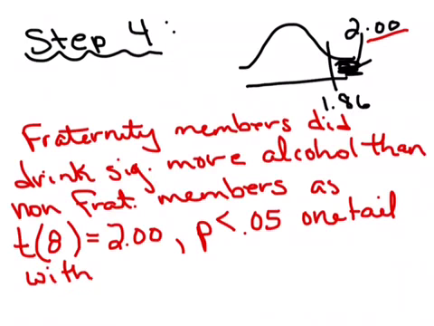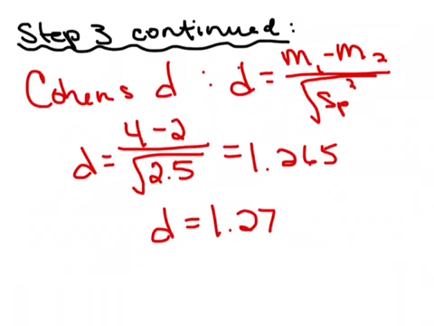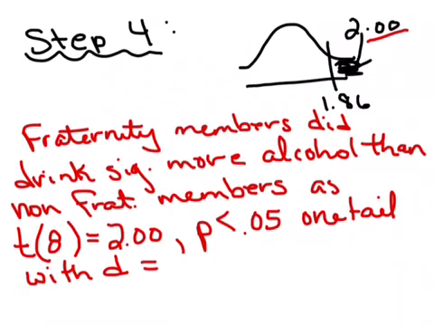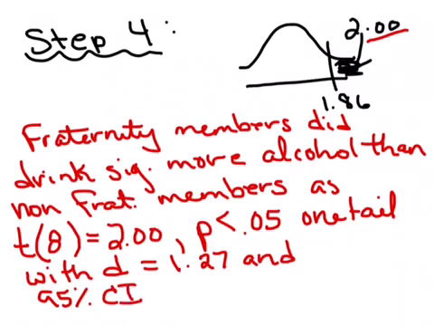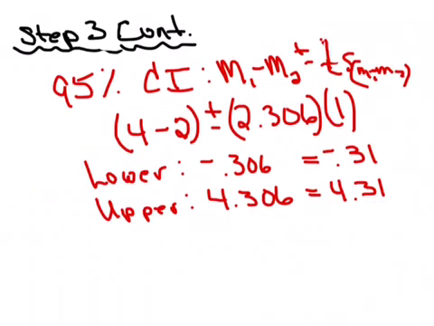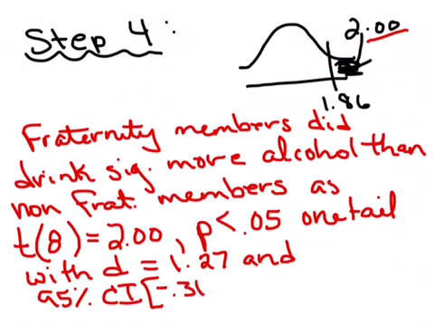with our Cohen's d. Let's look back. I don't remember what that was. So let's look back. d was 1.27. So 1.27, and I'll run out of room over there. 95% CI for confidence interval. And if you remember, we had negative 0.31 and positive 4.31. So negative 0.31 and 4.31. Period.